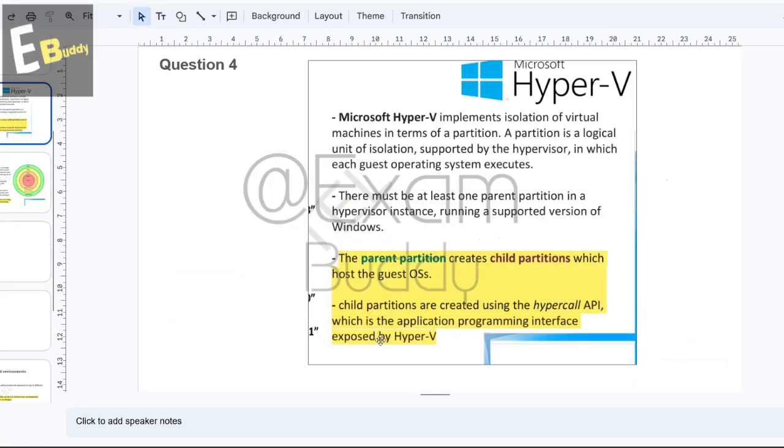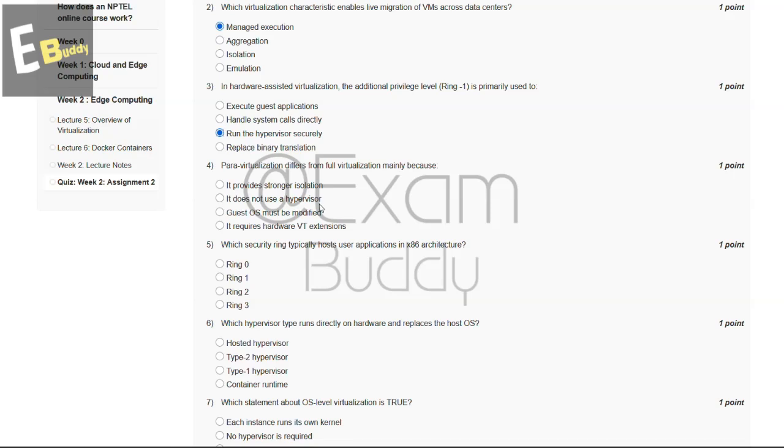Paravirtualization differs from full virtualization mainly because, so these are the options, and now let's check the explanation. The explanation says the parent partition creates child partitions which host the guest OS. Child partitions are created using the Hypercall API, which is the application programming interface exposed by Hyper-V. So the answer of our fourth question is C. And now let's go to our question number 5.